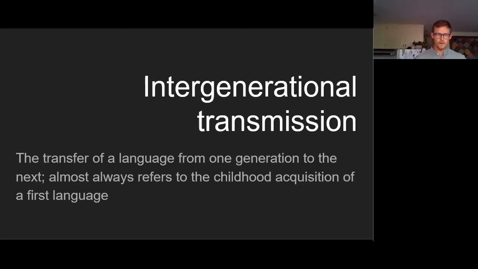And the second thing that we want to keep in mind is that intergenerational transmission ultimately is something that happens at an individual level. When we're assessing the vitality of a language, we might look at the rate of intergenerational transmission, and we tend to think of it at kind of like a community level, right? Like how much intergenerational transmission is there of a language? But ultimately, it's something that we can talk about for an individual child, right?